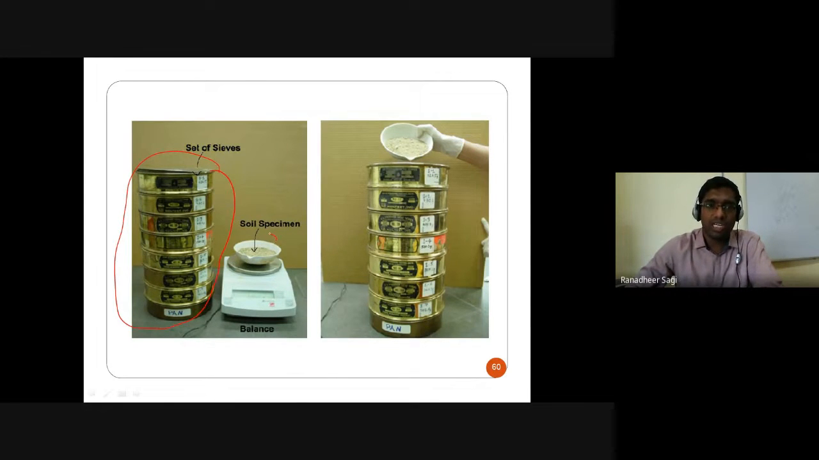You initially take an approximate quantity of 500 grams of coarse grained soil particles, which you place on your top sieve. And after placing the coarse grained soil particles onto the first sieve, close the top sieve with a lid. If you don't close it with a lid, when you shake your set of sieves, there is a possibility that particles on the top can spill out.